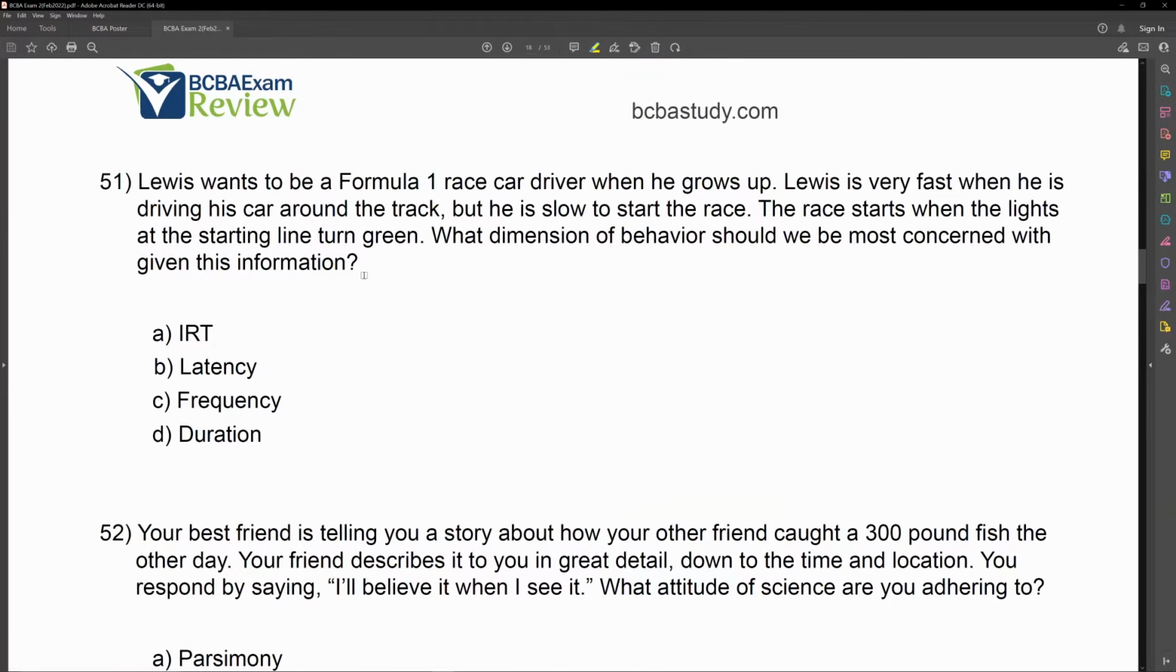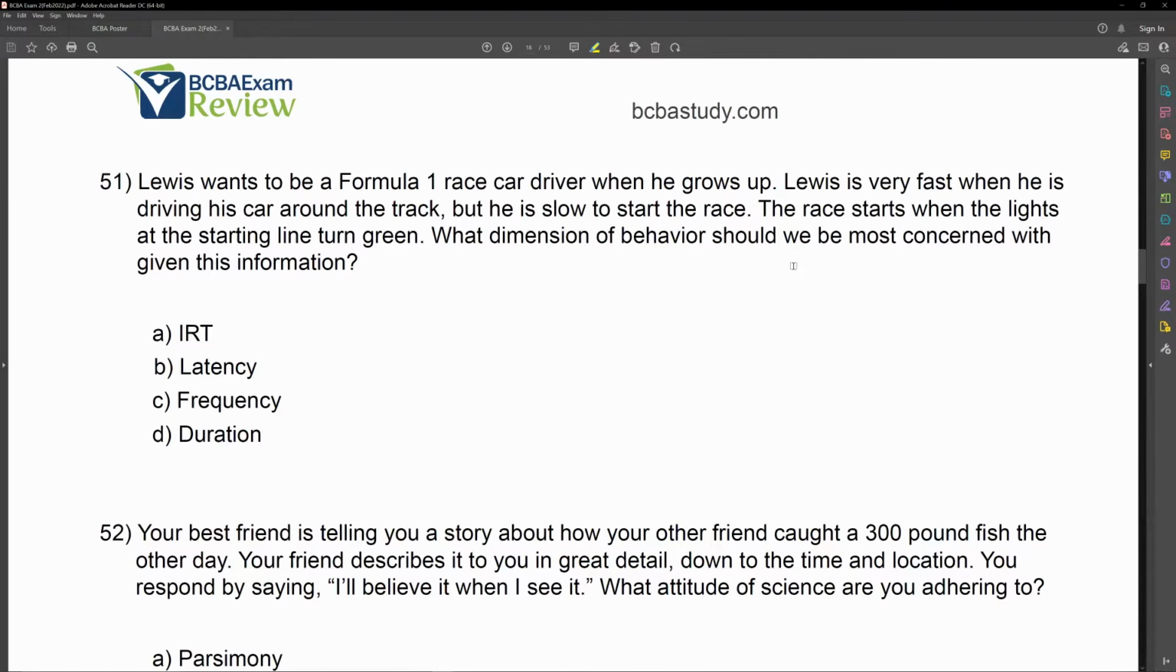Question 51. Lewis wants to be a Formula One race car driver when he grows up. Lewis is very fast when he is driving his car around the track, but he is slow to start the race. The race starts when the lights at the starting line turn green. What dimension of behavior should we be most concerned with given this information?